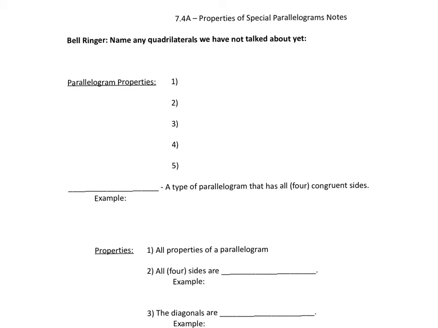Hello, so today we are going to be going over 7.4a. Let's start off with a question. Name a quadrilateral we have not talked about yet. That's an easy one. We haven't talked about a rhombus. I love rhombus, I like the name. I think it's cool. But other ones we haven't talked about: rectangle, square, trapezoid, kites. All those are quadrilaterals we haven't talked about yet. But we're on parallelograms, so let's talk about our parallelogram properties.